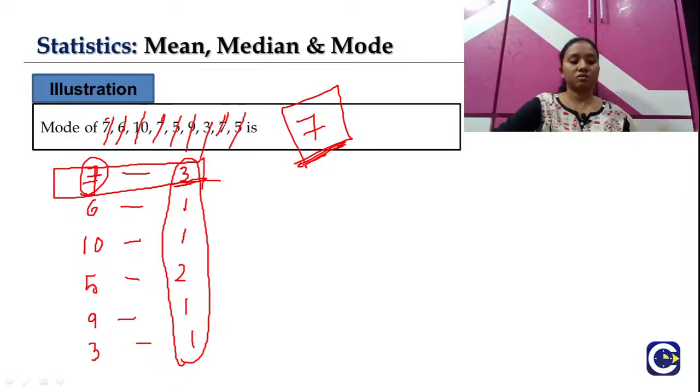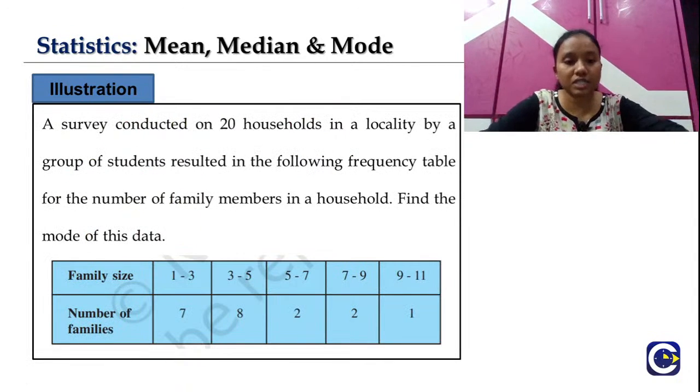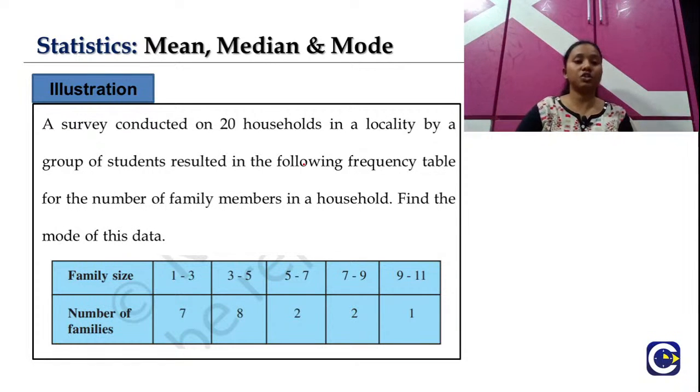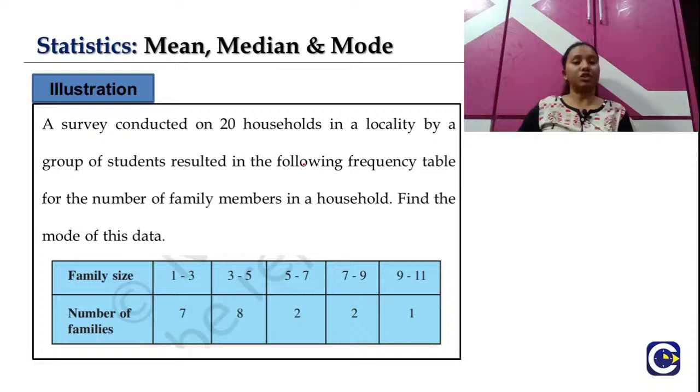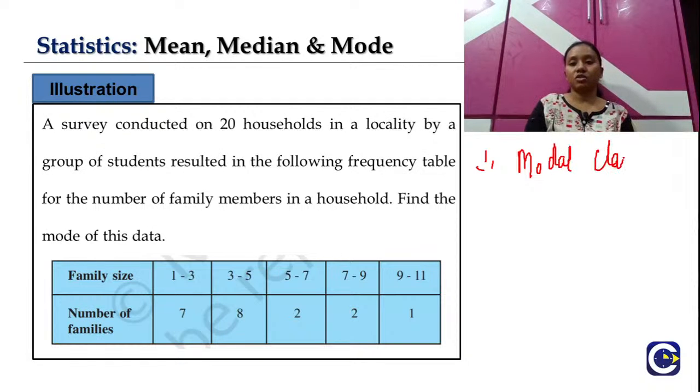So let's move on to the next question. Here comes the next question, which is given in terms of continuous distribution. So read the question carefully. Whenever we have a continuous distribution and we have to find the mode, like in median where we find the median class, in mode we have to find the modal class. So how are we going to find the modal class? The modal class will be the class which has the highest frequency. So identify the highest frequency in the given data and identify the corresponding modal class.